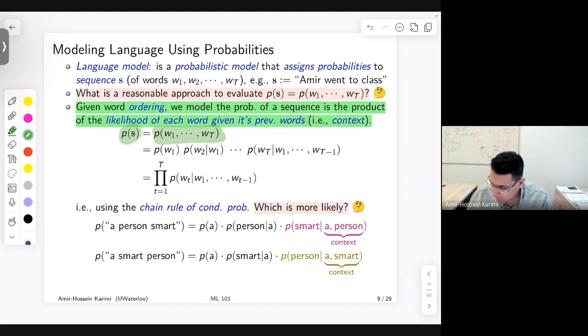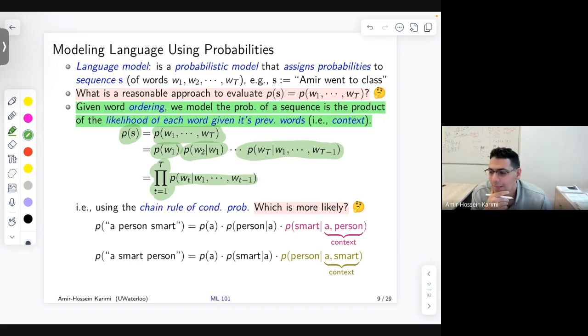So I write P of W1 to WT as P of W1 times P of W2 conditioned on W1, etc., until the last word conditioned on everything that came before it. And I can write that compactly as this product down here. This is using the chain rule of conditional probability.